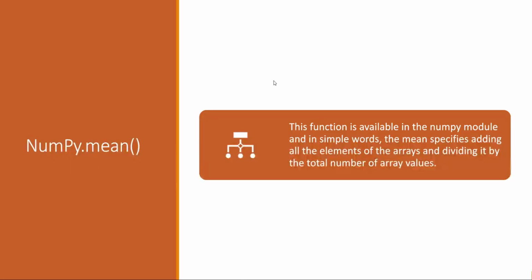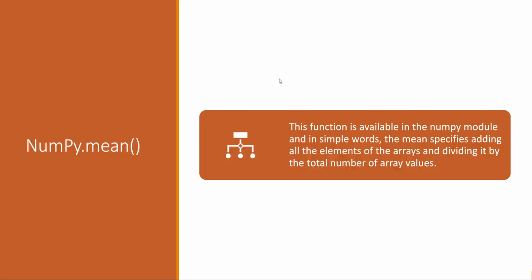Now we will understand our next function, that is numpy.mean. So basically this function is available in the NumPy module, and we can say that the mean specifies adding all the elements of the arrays and dividing it by the total number of array values. In general words, we can say that it is used to calculate the arithmetic mean along the specified axis.